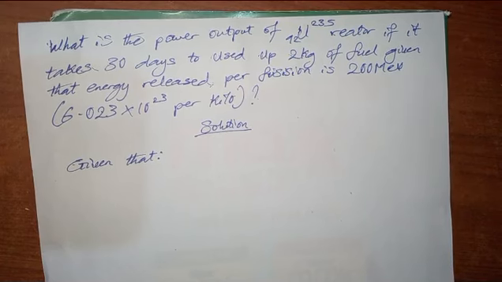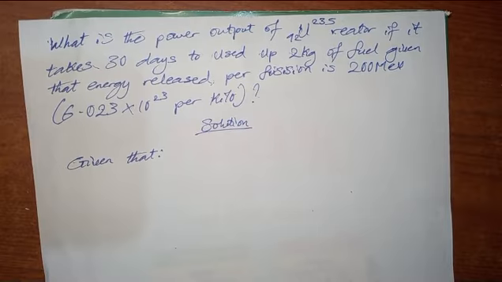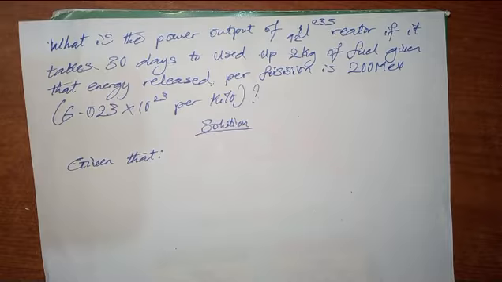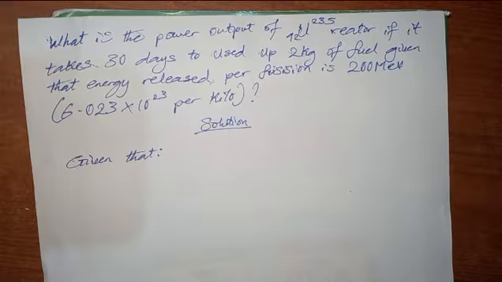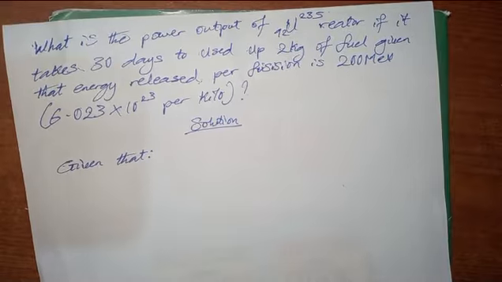Today we are going to solve an example under electric power, and the question says, what is the power output of uranium reactor if it takes 30 days to use up 20 kilograms of fuel, given that energy release per fission is 200 mega electron volts, and they give the Avogadro's number to be 6.023 times 10 raised to power 23 per kilo.